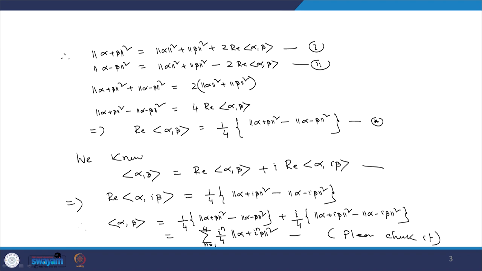Okay. And this is called the polarization identity. This is called as polarization identity. Polarization identity, please. Okay. So we have seen the relation between the inner product and norm or quadratic form also.